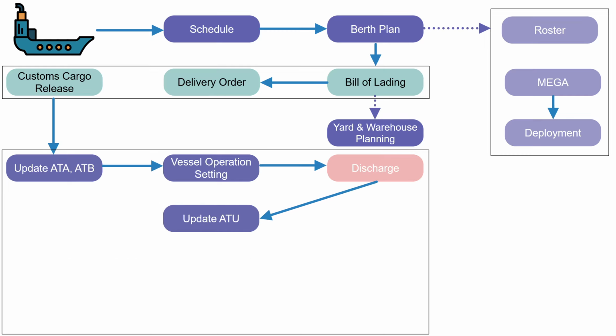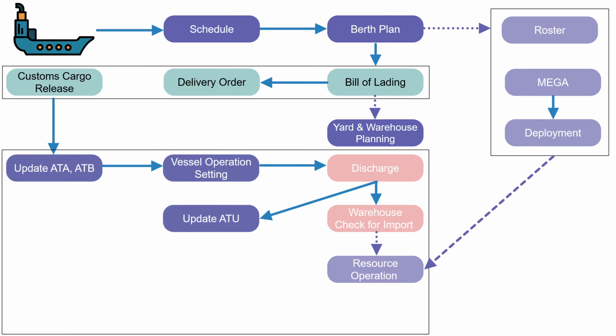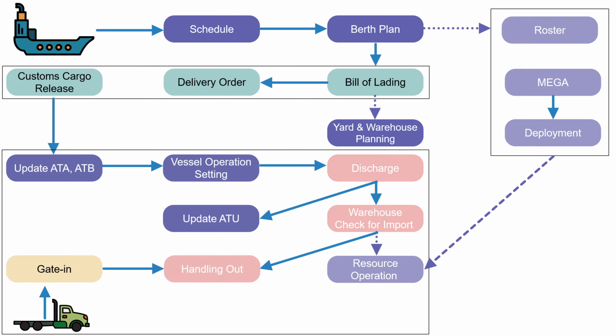Now that the cargo is at the apron, it will need to be moved to the warehouse for storage. As an optional step, if you have already assigned staff for equipment, you can create the resource operation. Finally, once the cargo is stored, an empty external truck will gate in to pick it up, and the truck will gate out with the cargo.